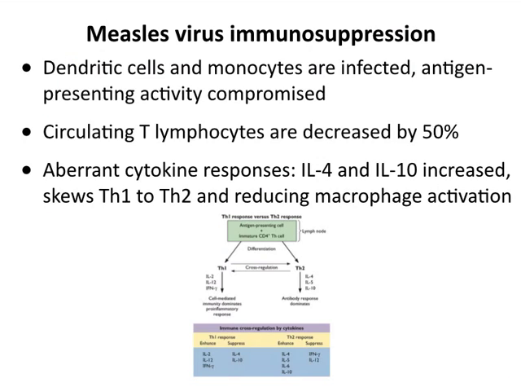And the way the virus does it, the virus infects dendritic cells and monocytes, and it interferes with their ability to present antigens. The amount of circulating T lymphocytes is decreased by about half. And these T lymphocytes are important for the tuberculin test, and that's why it's interfered with. And you also get aberrant cytokine responses. You have increases in IL-4 and IL-10. And just to remind you, IL-4 and IL-10 skew the T-cell response to a Th2 type, which favors antibody responses. So measles is pushing the response towards antibodies and away from cellular responses, and that's why it interferes with the tuberculin test.